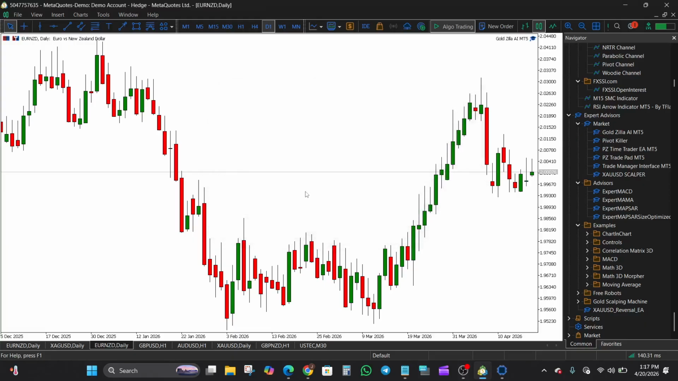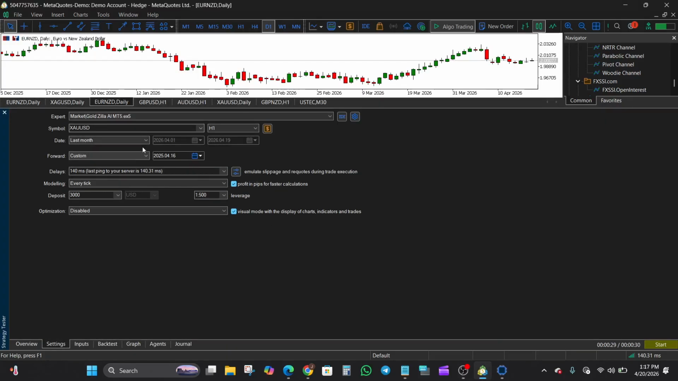Now we are going to backtest within the last month, and then usually I prefer using the last ping to your server to be more realistic. That's how I like to do my settings.